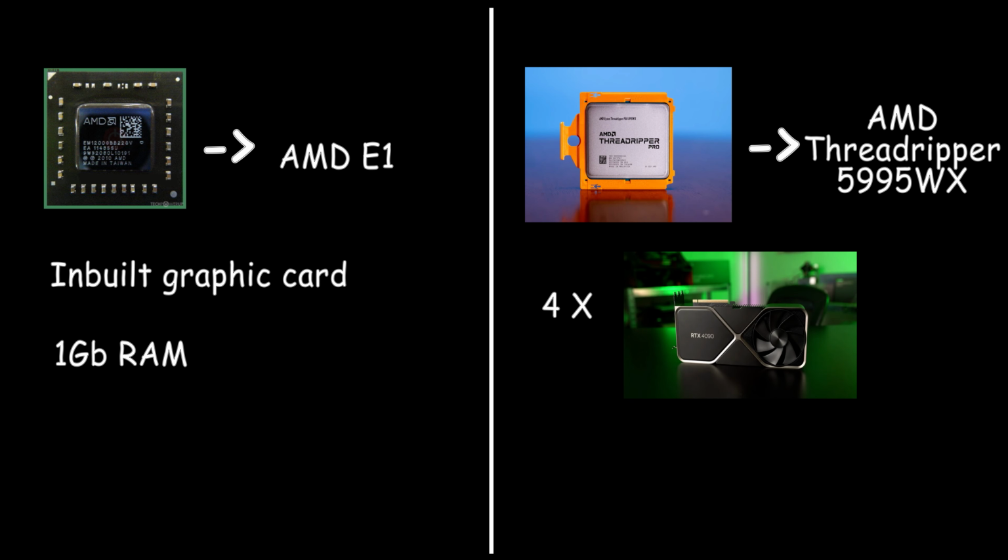Before you hop out, get to know the answer to your question of why we do not measure in terms of time rather than operations. You have two computers. One has an AMD E1 processor with an inbuilt graphic card and 1 GB of RAM, and the other has an AMD Threadripper 5995WX processor with 6 NVIDIA 4090 graphic cards and 256 GB RAM. You give both computers an algorithm to solve. Which computer would solve the algorithm first? Obviously, it is the second computer. Due to this reason, we do not measure the time complexity in terms of time.